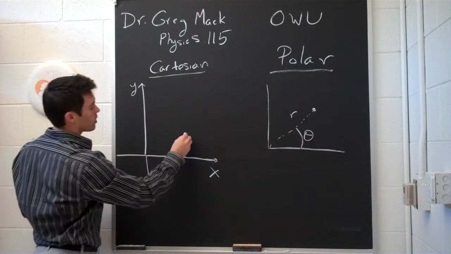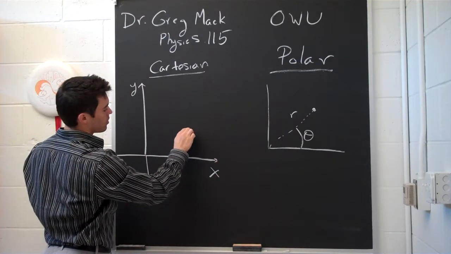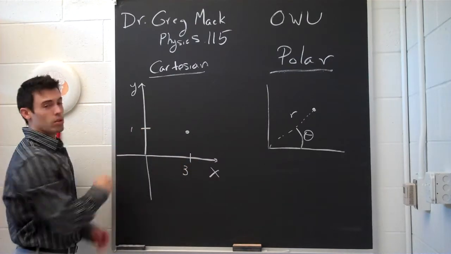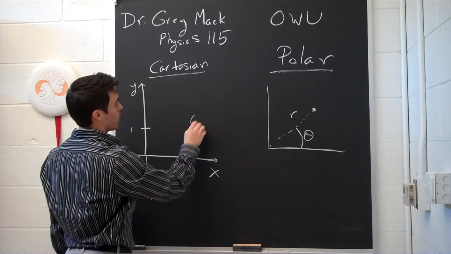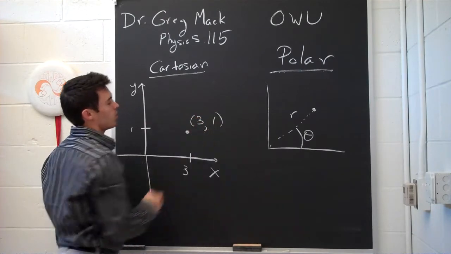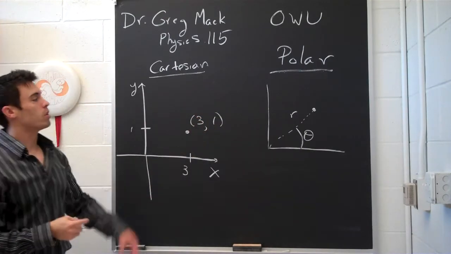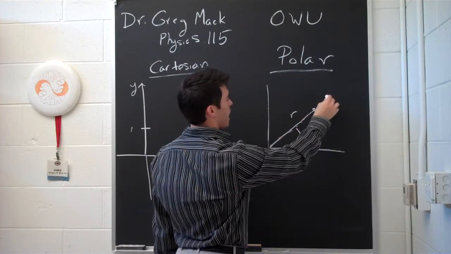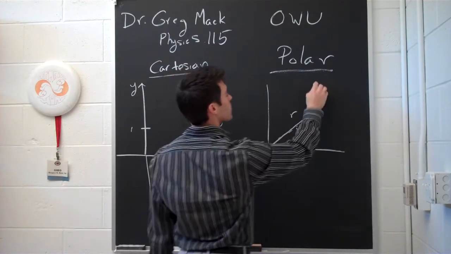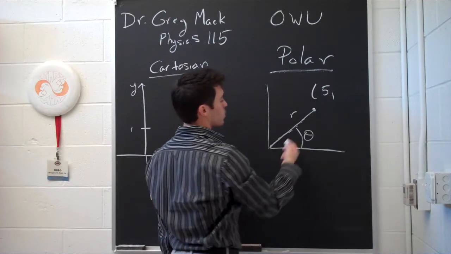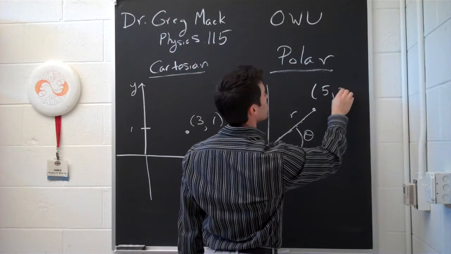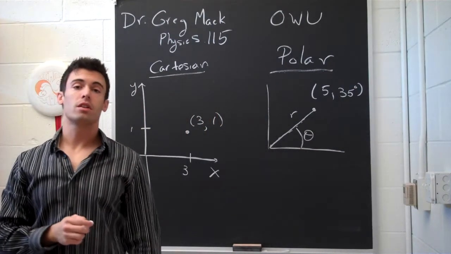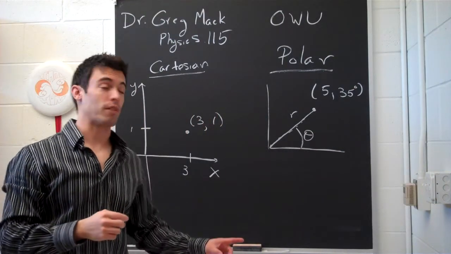So this is very important, where you could define this point here, say this is at 3, and this is at 1, then we can write this point as 3, 1 for x, y. For this one, you'd have to say that it is at, let's call this 5, and this we'll call 35 degrees, for r, theta to be 5 and 35 degrees.